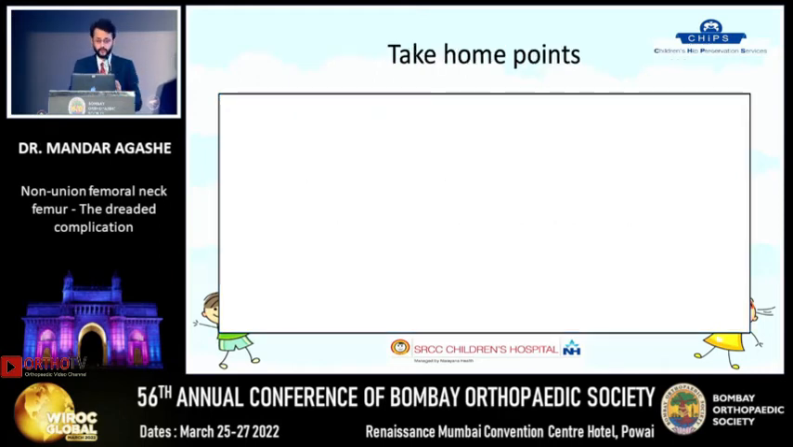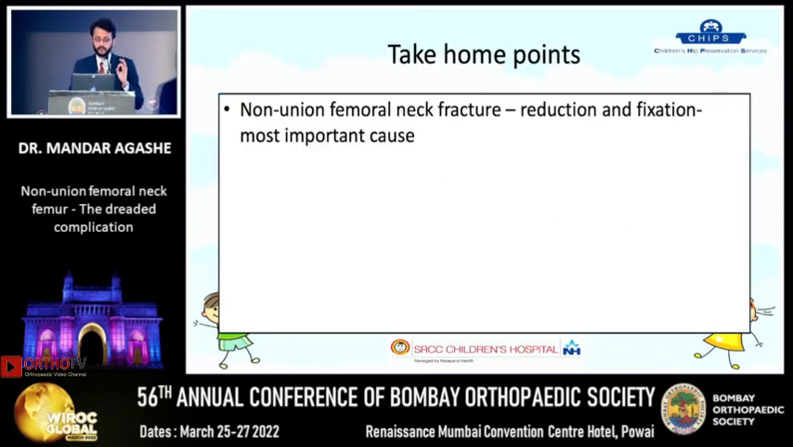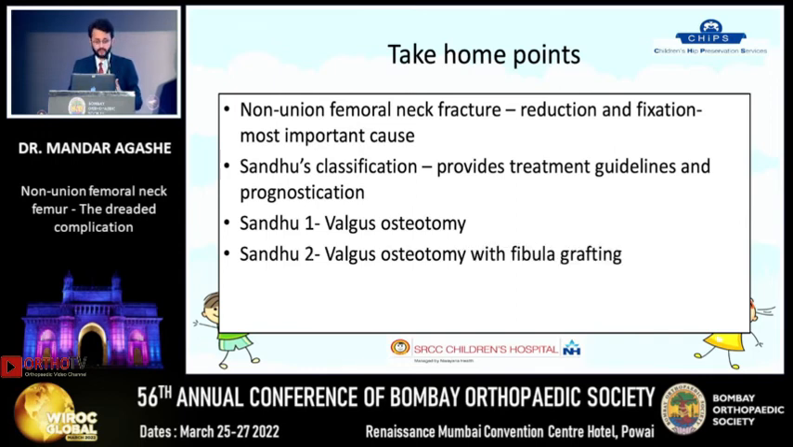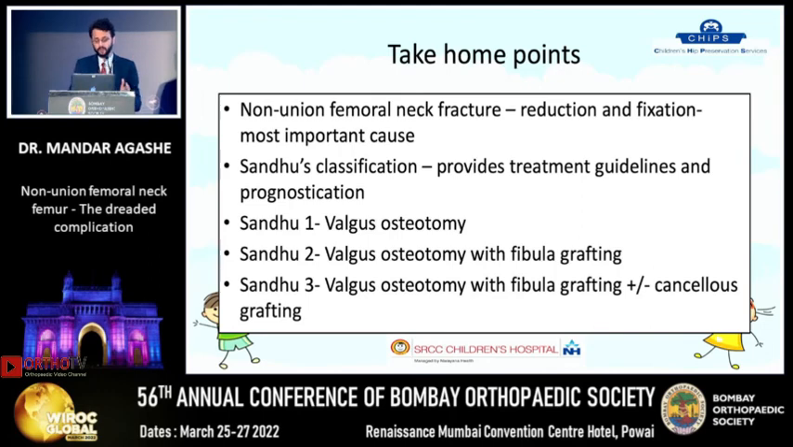Thus, take home points for this. Non-union neck femur is many a times an iatrogenic factor. Reduction and fixation is the most important cause. Read Sandhu's paper. Sandhu's classification provides treatment guidelines and prognostication. And in brief words, Sandhu 1, do a valgus osteotomy. Sandhu 2, do a valgus osteotomy with a fibula graft. And Sandhu 3, do a valgus osteotomy with fibula graft and fill the gap with cancellous bone grafts.